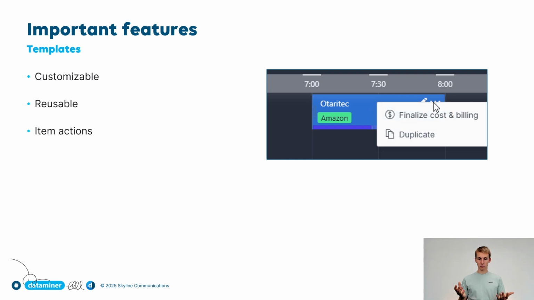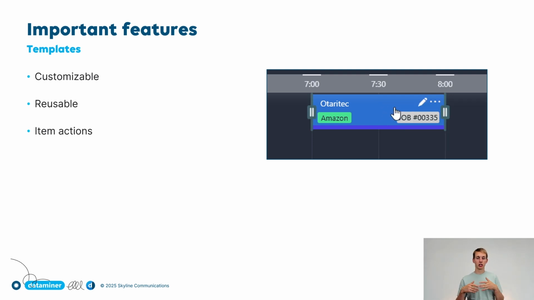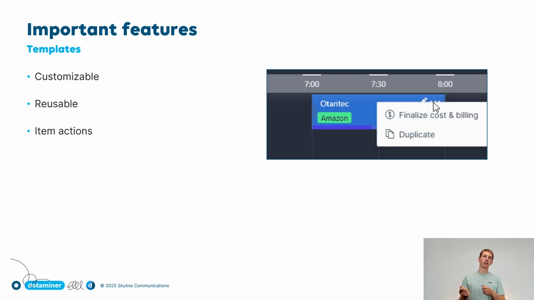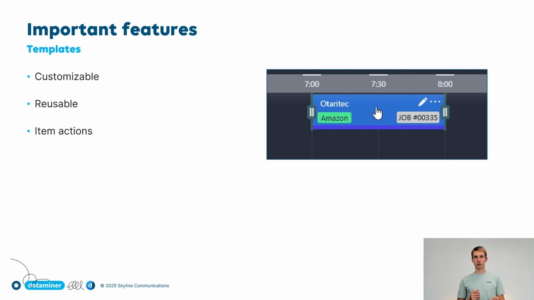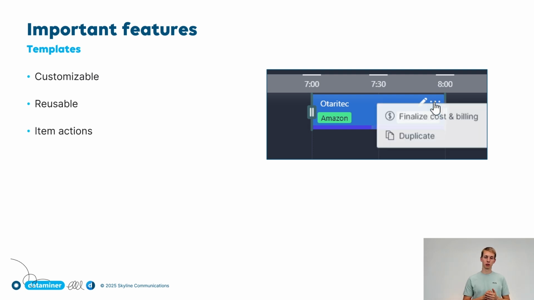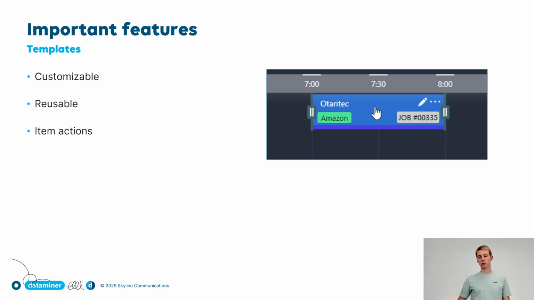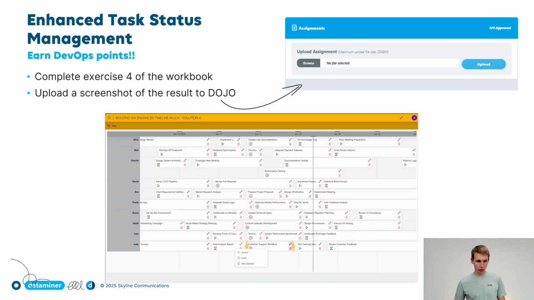You can customize how something looks. You can, based on, for example, the state of your task, show a different icon, show different colors. So there's a lot of different possibilities. I'm not going to talk a lot about this. We're just going to get on with the last exercise.